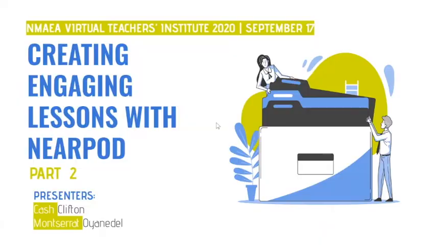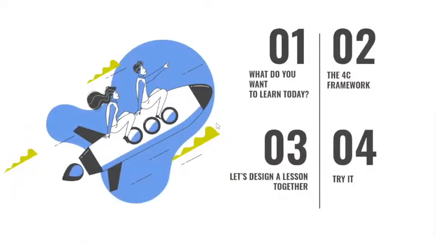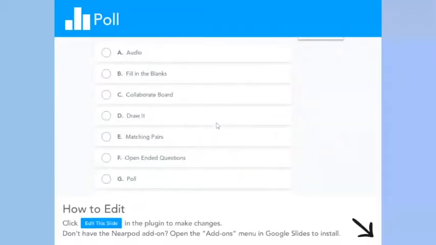I believe most of you were here in part 1 with us, and there are our pictures. So here's what we're going to do briefly today. We want to know what you want to learn. I'm going to talk quickly about the 4Cs framework. I believe most of you are already familiar with that at least a little. And then we're going to design a lesson together and try it. This is where you get to actually see how to build a lesson in NearPod.